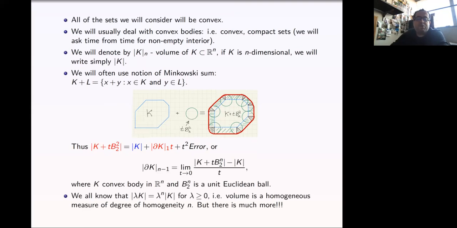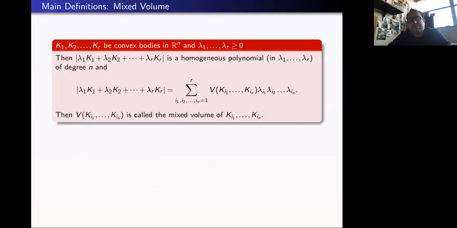By B_2^n, I will usually denote a Euclidean ball in R^n, just to follow the functional analysis tradition. It corresponds to the L2 norm. That's why I'll write it like this. We all know that volume is a homogeneous measure. So if you multiply the dimensions of your room by 3, the volume will grow 27 times more. But there is much more.